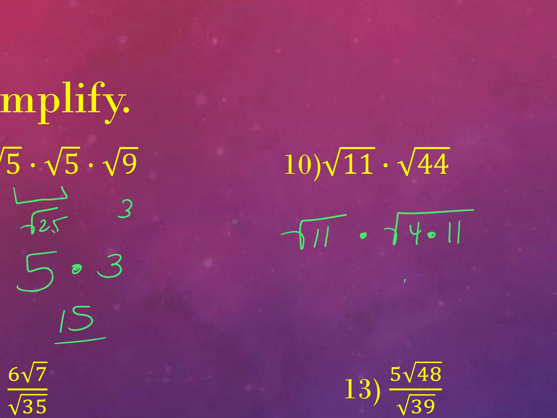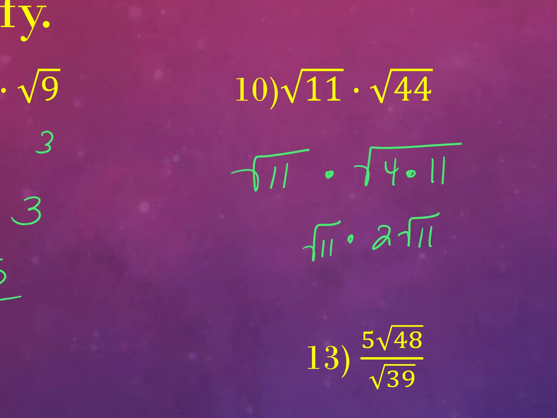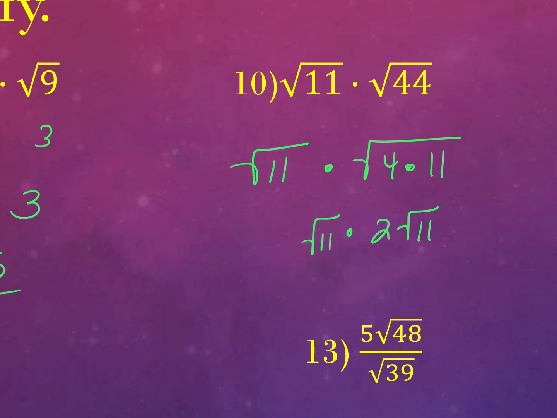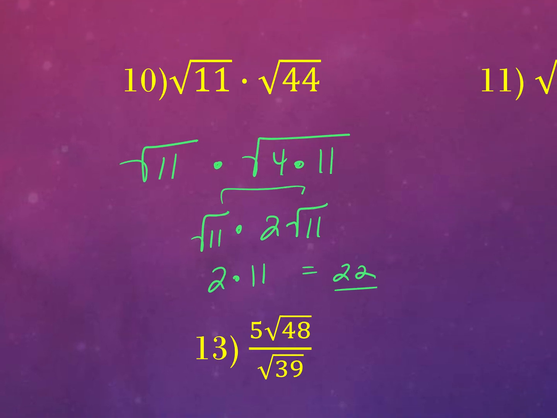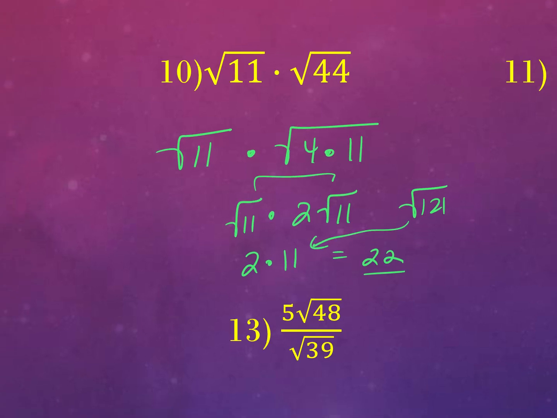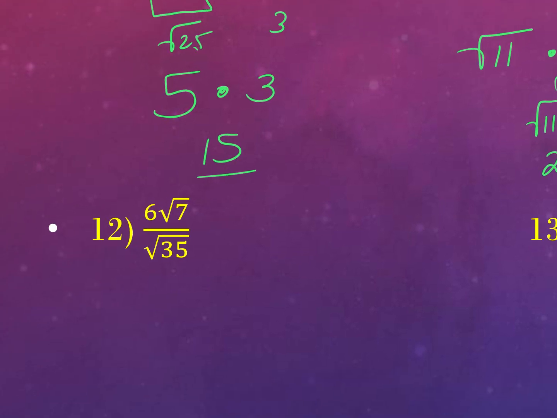So this becomes 2 root 11, correct? Times the square root of 11. What can you now multiply together? 11 times 11 is what? 121. What's the square root of 121? 11. So this becomes 2 times 11, which is 22. All right, we multiplied these two square roots together. We got the square root of 121, which simplifies to 11. Just in case you guys are looking.